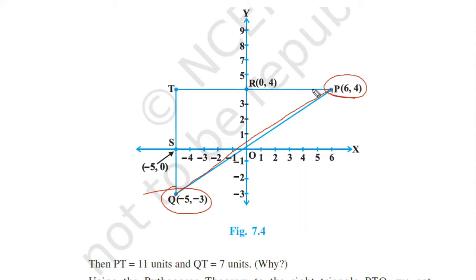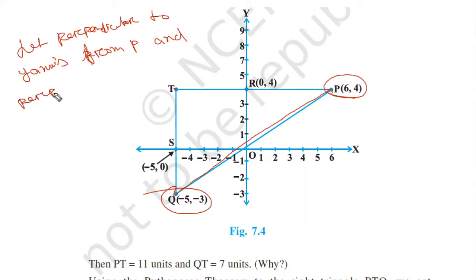Construct perpendicular to y-axis from P, okay, and perpendicular to x-axis from Q, which intersect or meet at T. Okay, this much we have to construct.